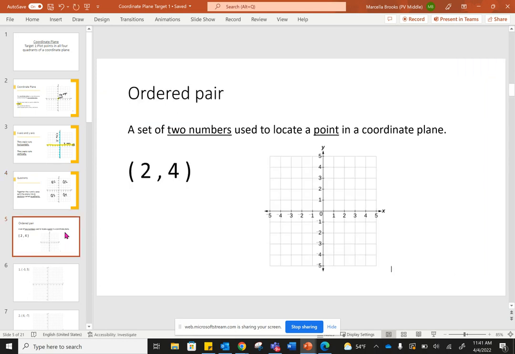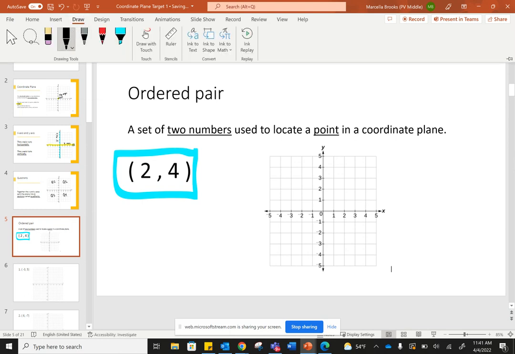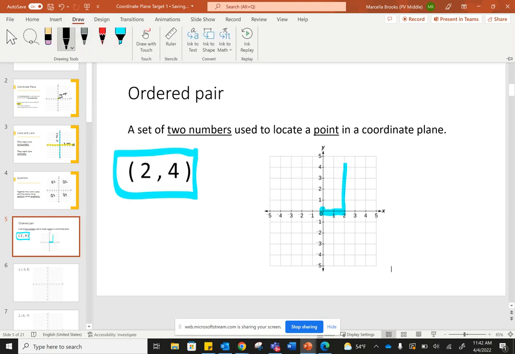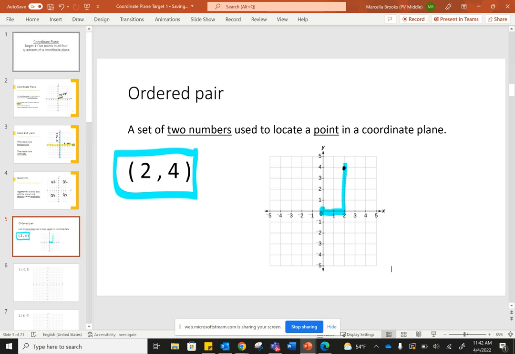Okay. So now we're going to look at an ordered pair. An ordered pair is a set of two numbers used to locate a point on a coordinate plane. So if I graph these two numbers, it would look like this. I'd start at the origin, I'd go right 2 and up 4. And then I would plot my point. So this is the point given by that ordered pair.